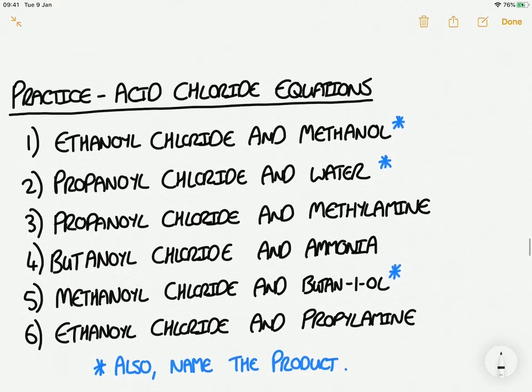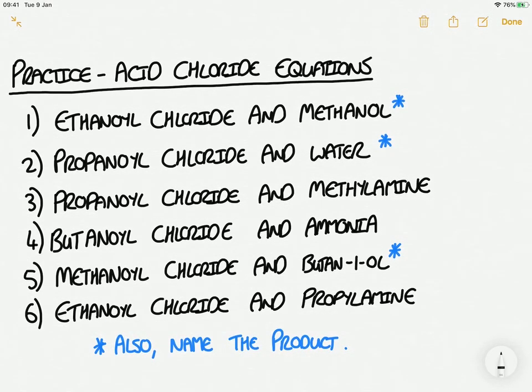So there's now a task to do, and it's first of all equations. So we've got different combinations of acid chlorides and different nucleophiles. You're to write an equation for the reaction using condensed structural formulae. For the ones that are marked with a blue asterisk, I also want you to name the products. So you can have a go at naming the others if you want, but I'm really only asking for the names of the products in 1, 2 and 5. And when I say name the products, I mean the organic products. Okay? So pause the video, there's plenty to go out there, so have a go.